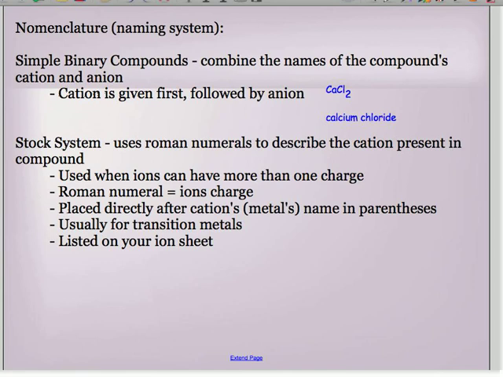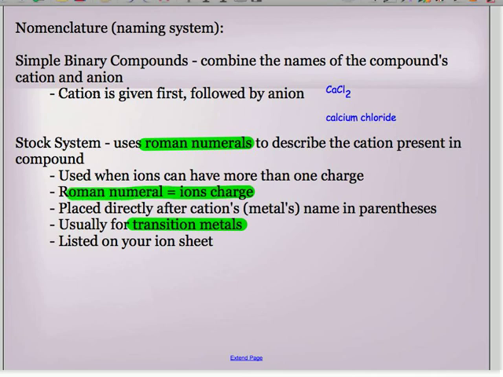The only other thing you kind of have to be careful with the ionics is when you have Roman numerals. And we use Roman numerals because sometimes they have more than one charge, or they can't have more than one charge. So some cations, particularly transition metals, can have more than one charge. And the Roman numeral is your ion's charge.